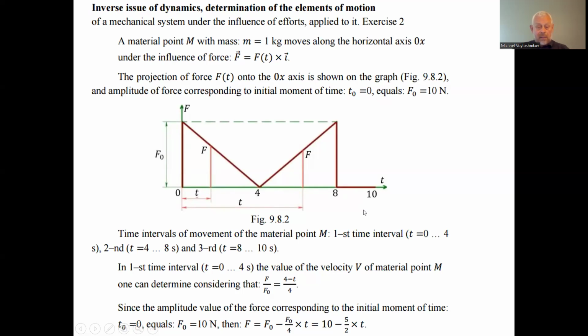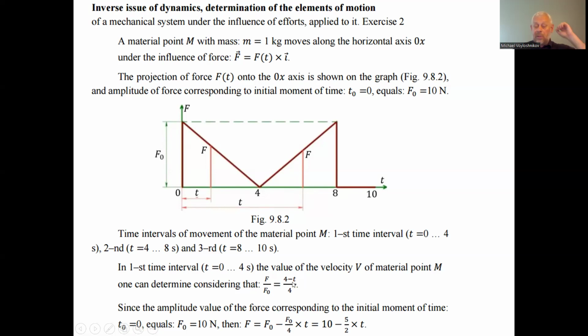So the issue is to find the velocity of the point under the action of this force when the time will be equal to 10 seconds. So we have the linear intervals of the variation of the magnitude of the acting force, and time intervals of the movement of the material point. The first is the time interval from 0 to 4 seconds. The second is the interval from 4 to 8 seconds. And the third interval is from 8 to 10 seconds, but with no action of the force.